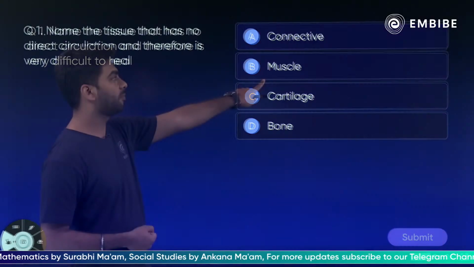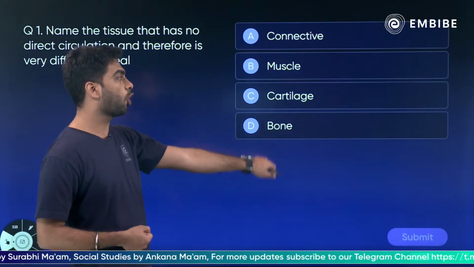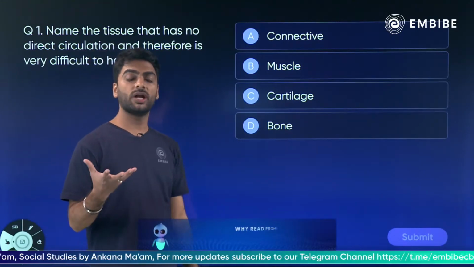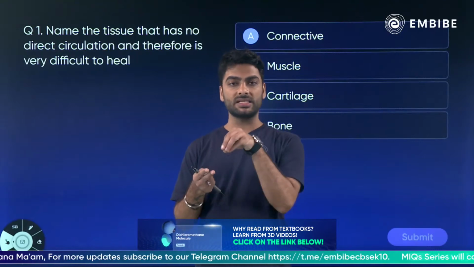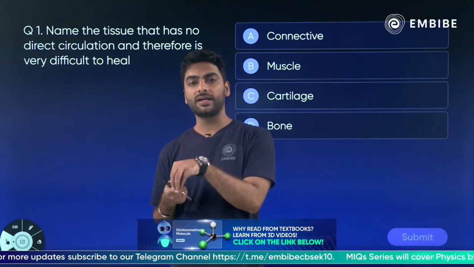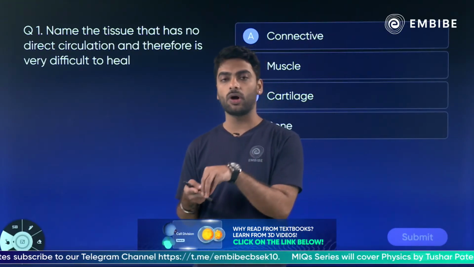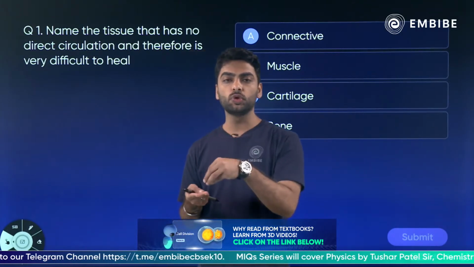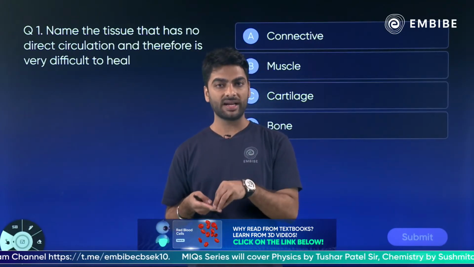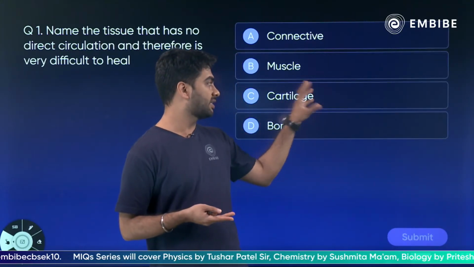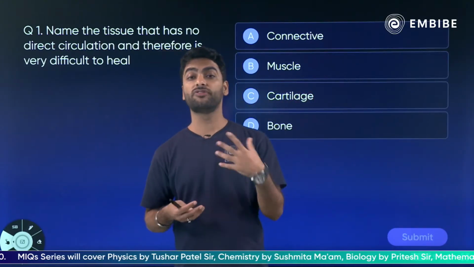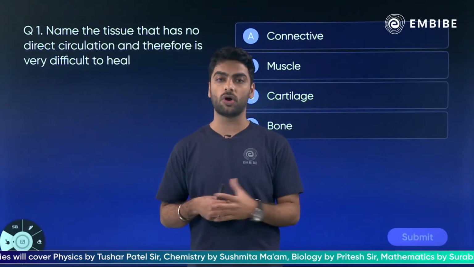Connective, muscle, cartilage or bone. Muscular tissue may you have got voluntary muscles, involuntary muscles. Voluntary muscles are skeletal muscles. Involuntary muscles may you have got smooth muscles, cardiac muscles, right? Striated, unstriated muscles. Cartilage is a type of connective tissue. Again, you have got nervous tissue which composes the neurons.